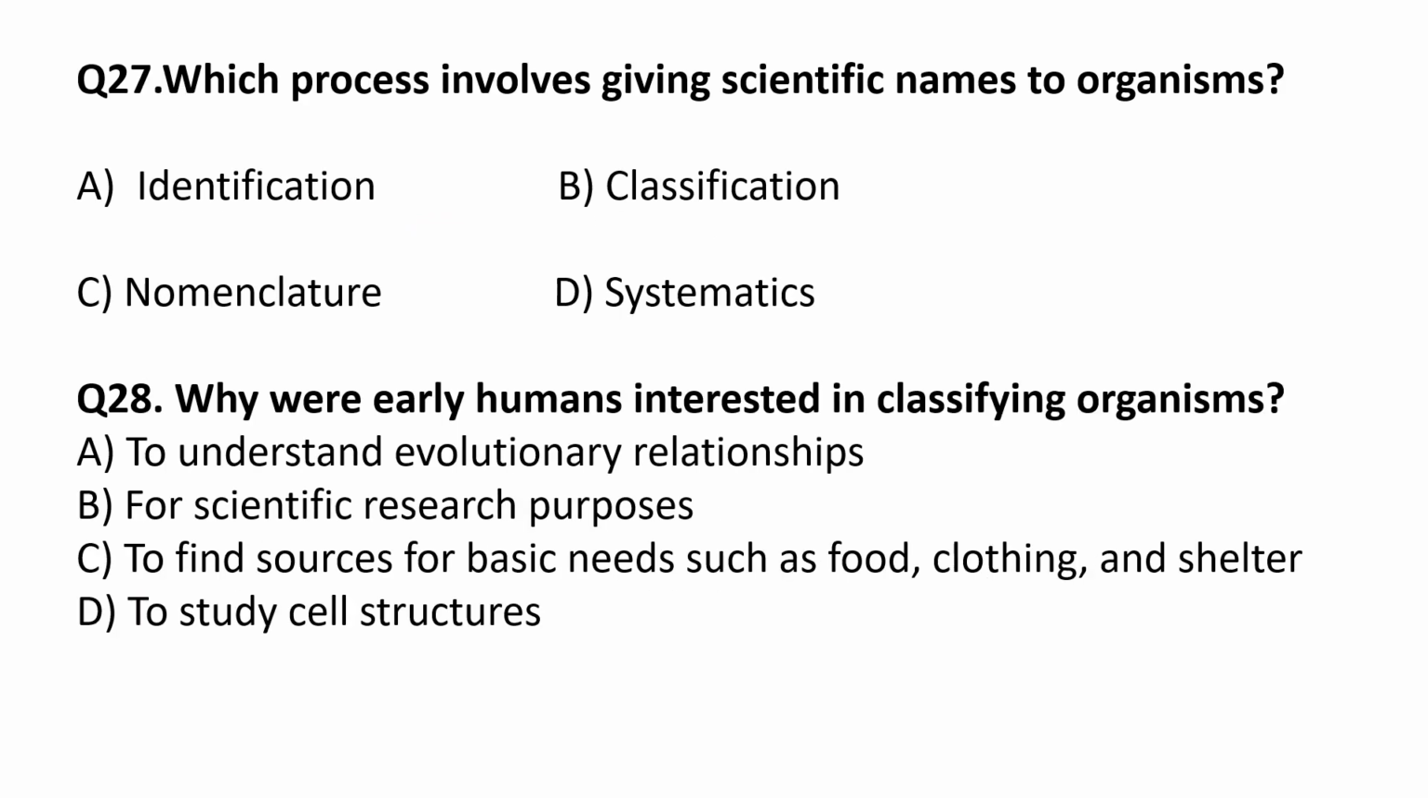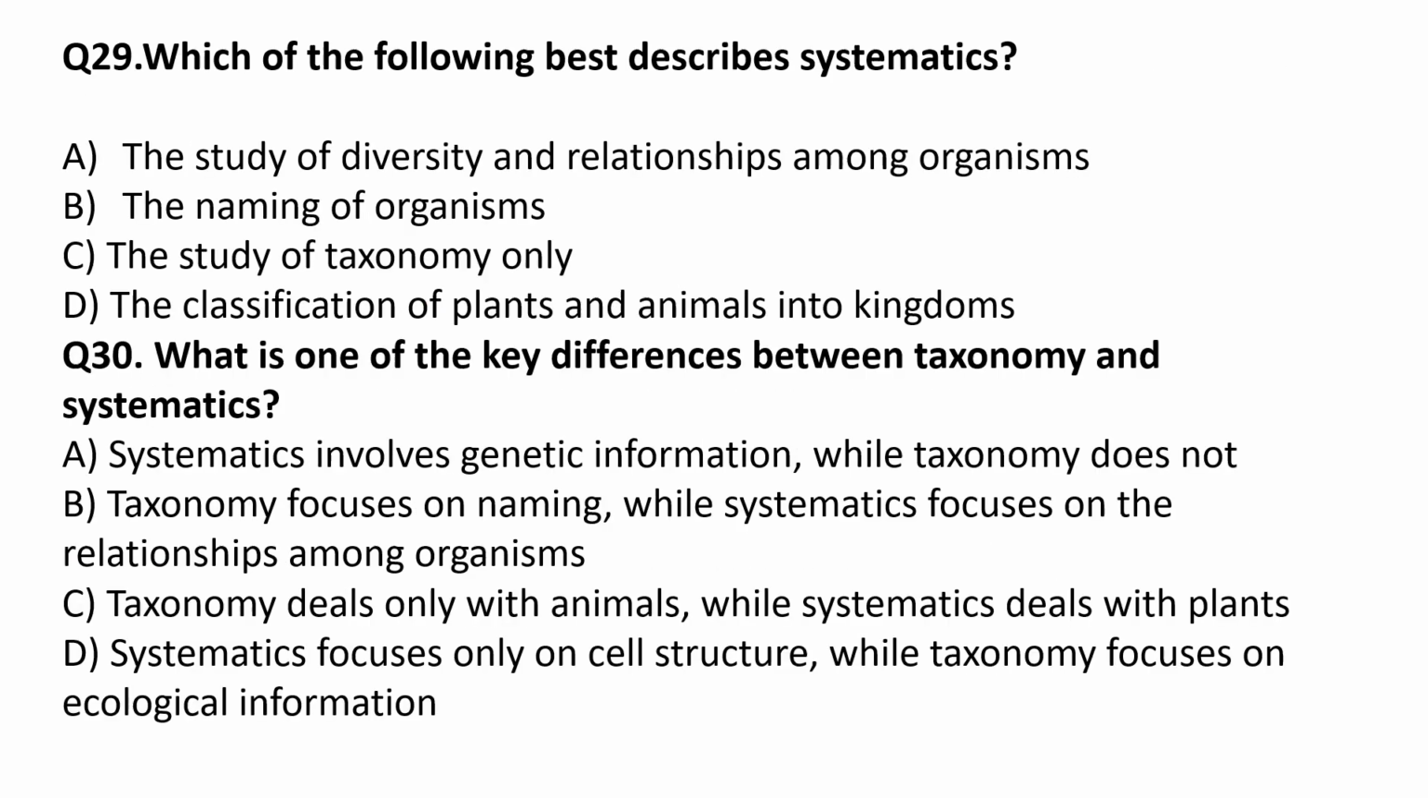Continuing with the next question, which process involves giving scientific names to organisms? It is nomenclature. Why were early humans interested in classifying organisms? They were interested to find sources for basic needs such as food, clothing, and shelter.